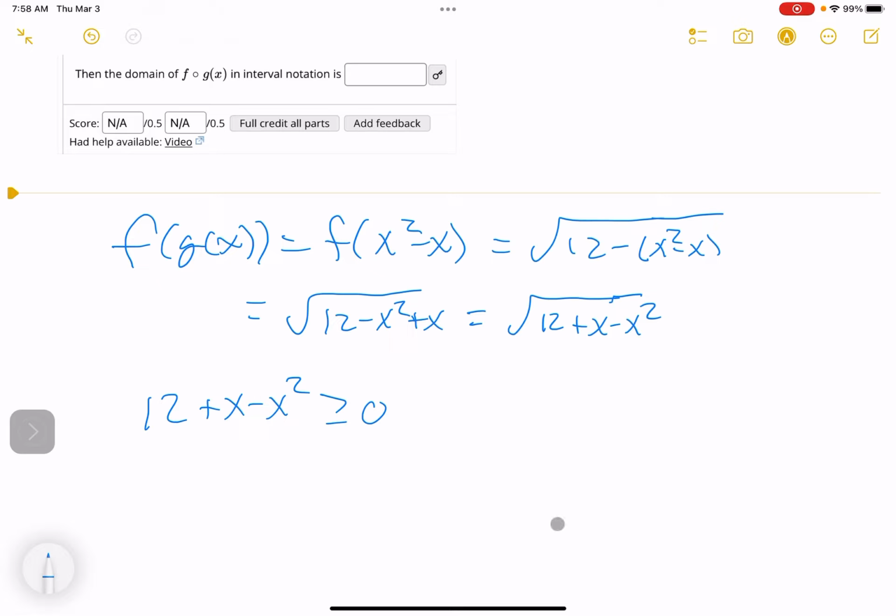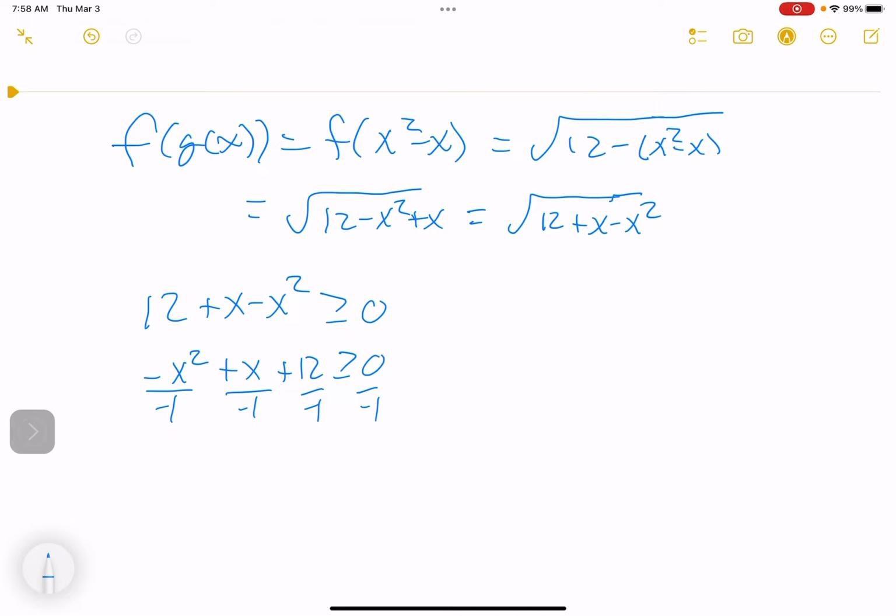So when we look at this, it might be helpful to see negative x squared plus x plus 12 is greater than or equal to 0. For me, it helps to see this with a positive leading coefficient, so I'll divide everything by -1. And of course, when I divide by -1, what happens to that sign? It becomes x squared minus x minus 12 is less than or equal to 0.